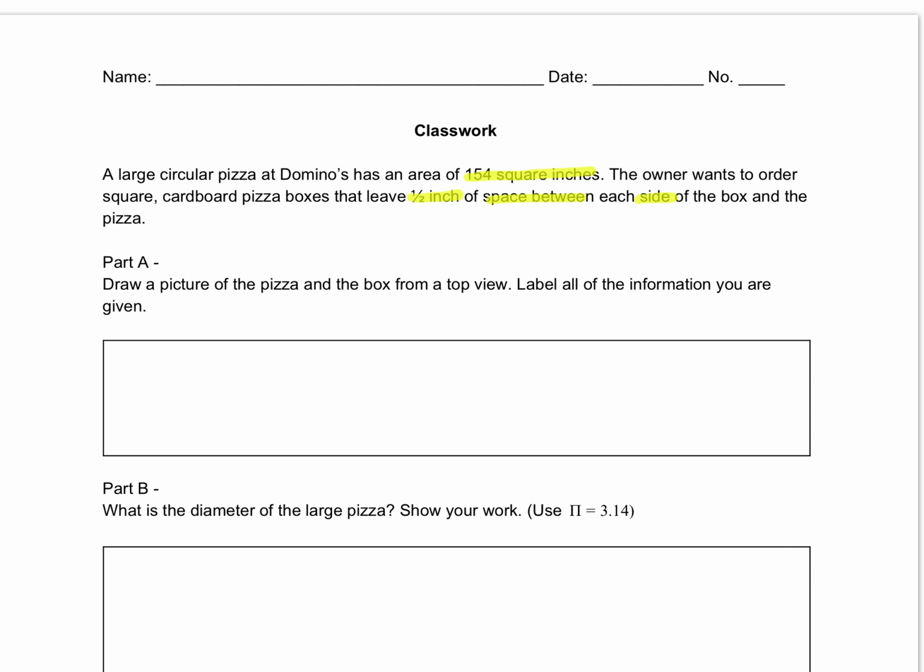Now, for part A, it says, draw a picture of the pizza in the box from the top view. Label all the important information you are given. So I'm going to draw it. Make sure that you draw it just like me.